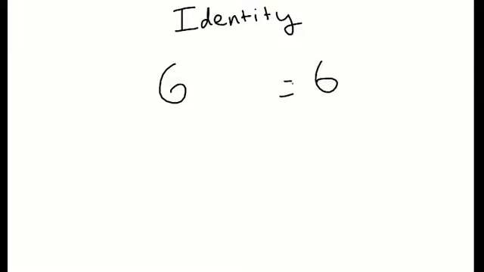We want to get 6 on the other side. We want to multiply something by something. What can we multiply it by in order to get 6? Well, according to the identity property of multiplication, if you multiply any number by 1, you're going to get that number. Let's think about this logically.